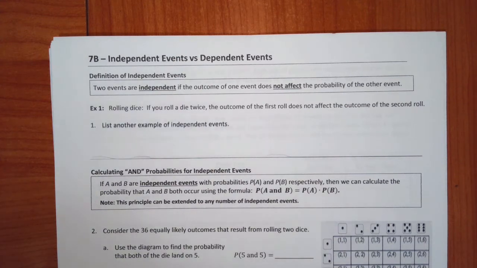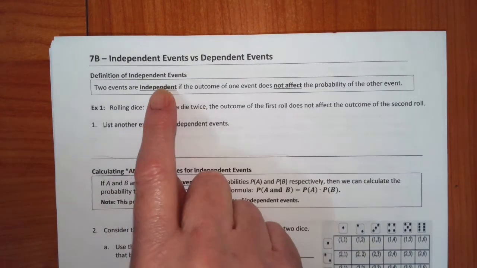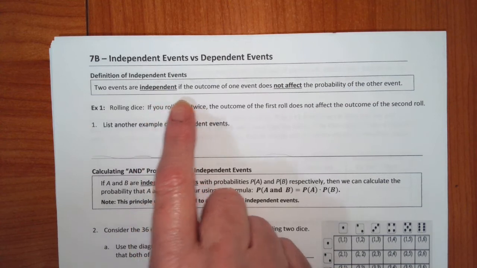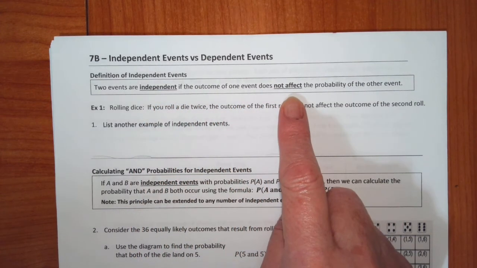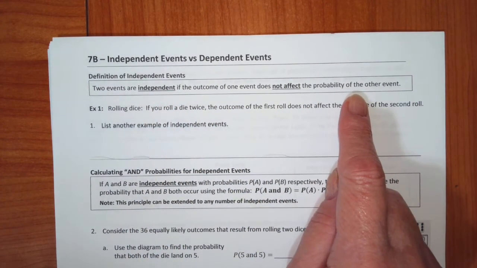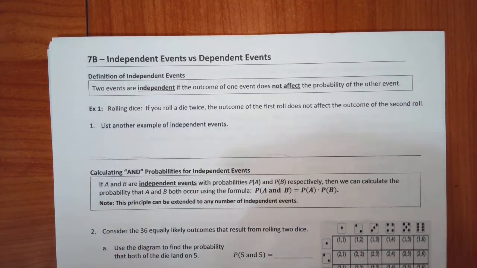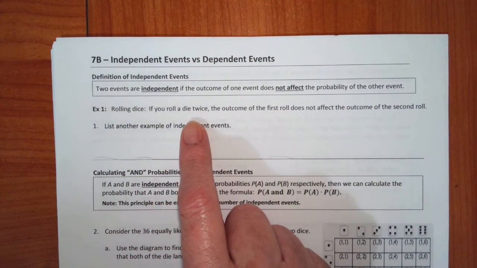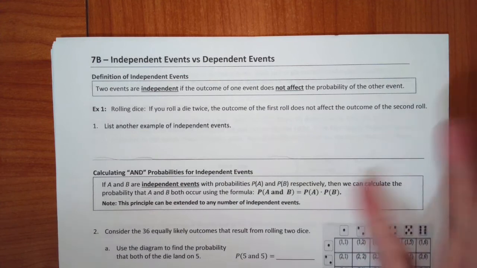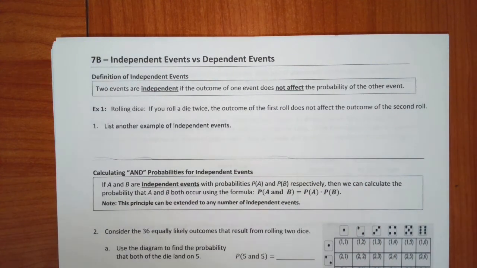Okay, so let's go ahead and start some definitions. The definition of independent events is if the outcome of one event does not affect the probability of other events. Now let's think about what that means. If you roll a dice twice, if you roll it once and then pick it up and roll it again, whatever happened on the first roll doesn't impact the second roll.